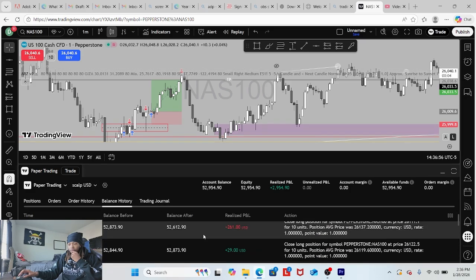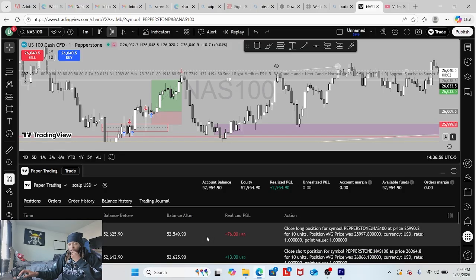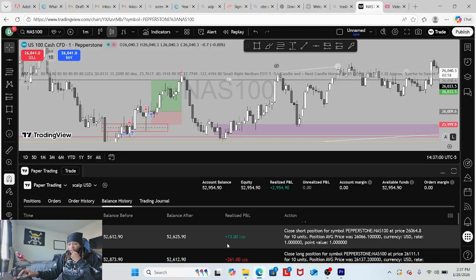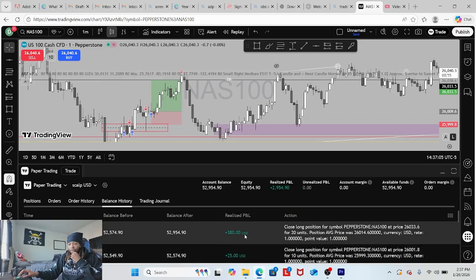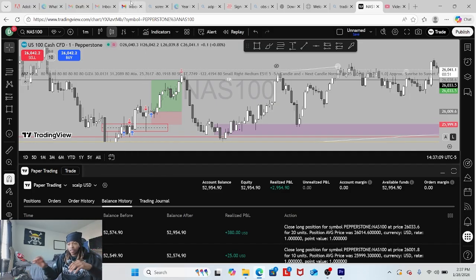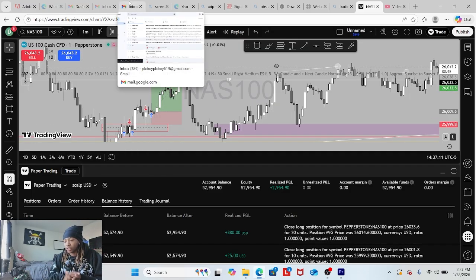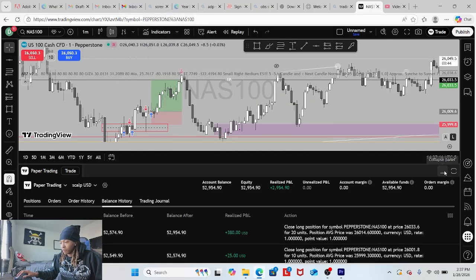This was the first trade I took, minus 261. I don't know where this came from. Like I said, I kept accidentally entering trades. And then I made 380 on the last trade I hit, and I'm done after that. My rules: usually I don't take any more than 3 trades a day. If I take more than 3 trades a day, I'm gambling at that point.